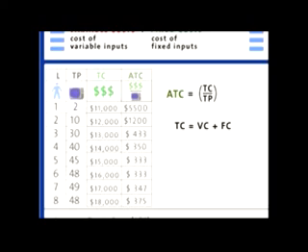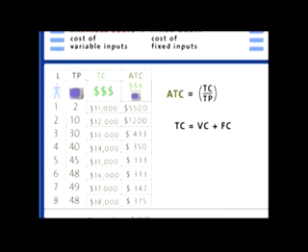Total cost divided by the total output is equal to average total cost. But you know that the total cost is just equal to the variable cost, that is the cost of the labor that goes into production, plus the fixed costs, the cost of the fixed inputs. Well, if we divide both sides of this equation by the total number of television sets produced, you can see another way, a way that might be easier sometimes, of calculating average total cost.